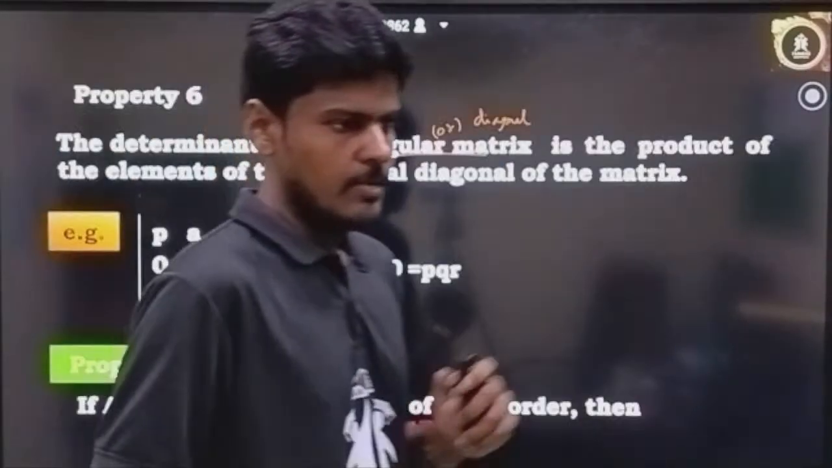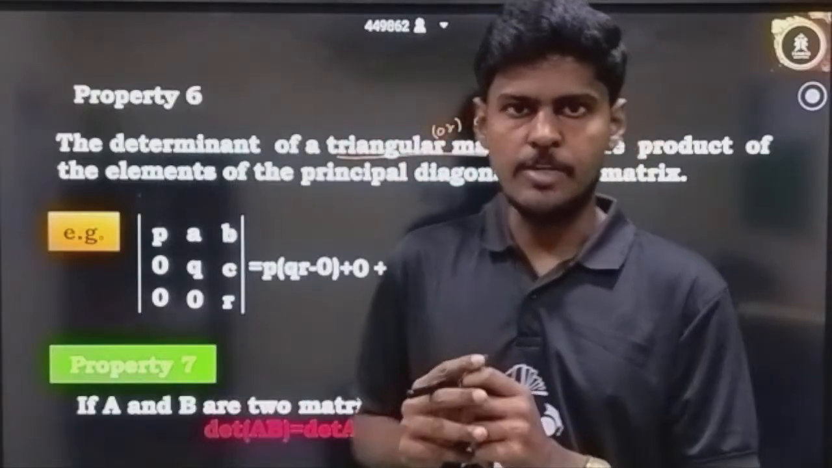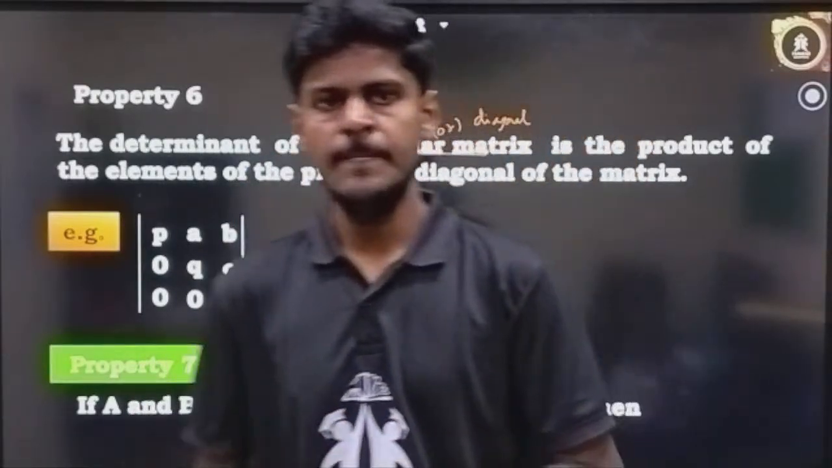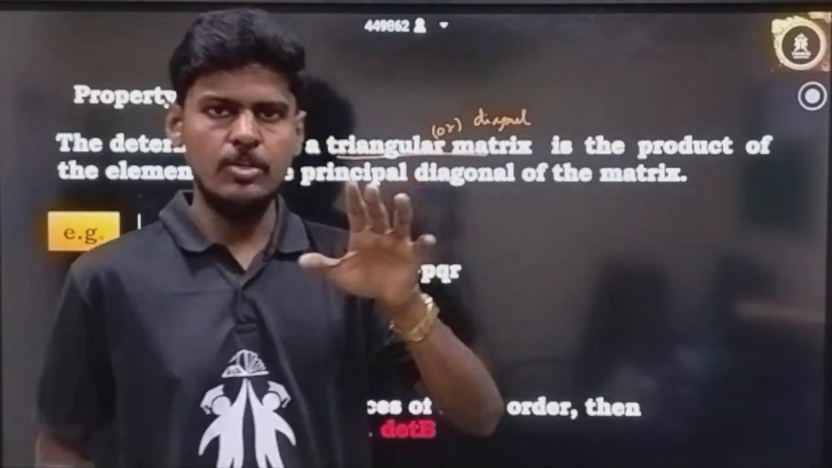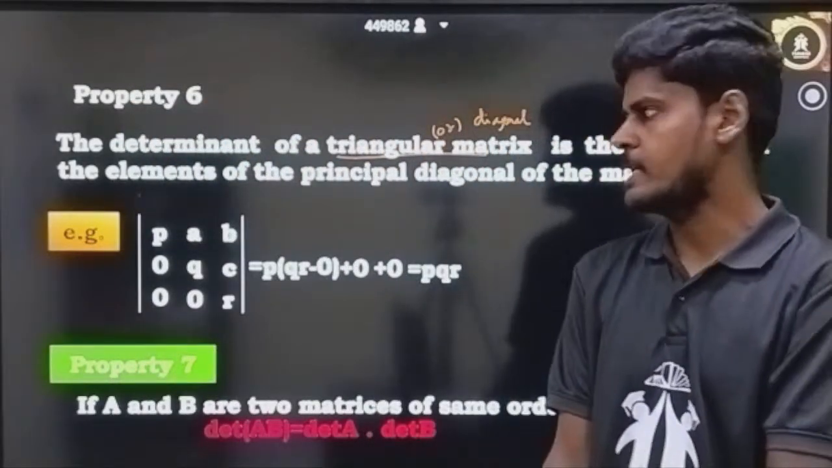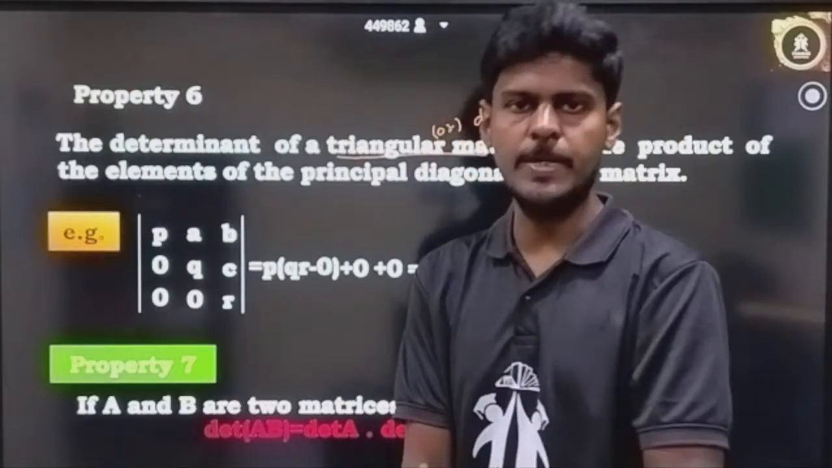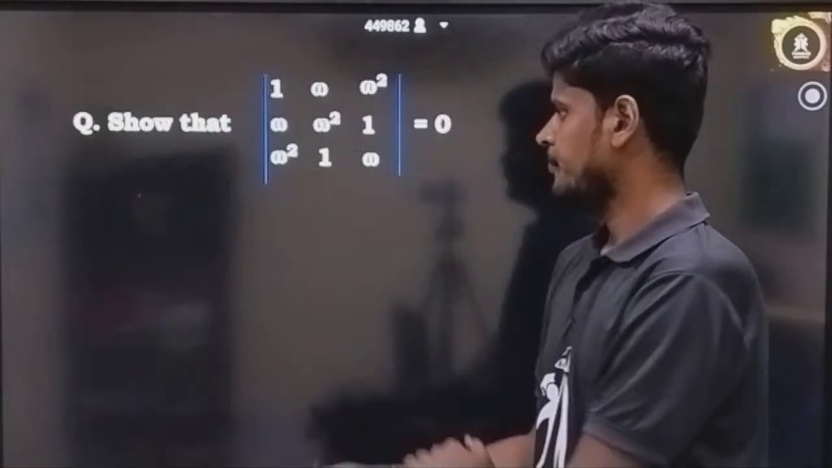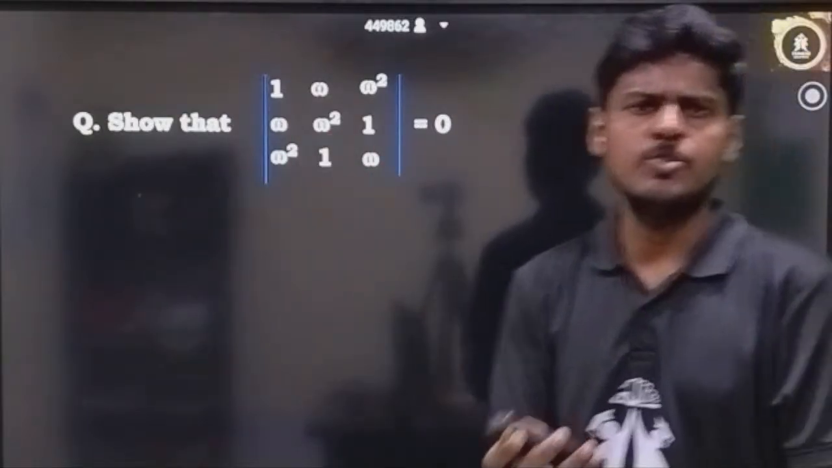Also we can remember, we already know how to find the transpose of a matrix, which is nothing but interchanging rows and columns of a matrix. Then determinant A will be equal to determinant of A transpose. Both will actually be the same. We can consider that as the next property, property 8. That is also a very important property. We will solve some questions using properties.